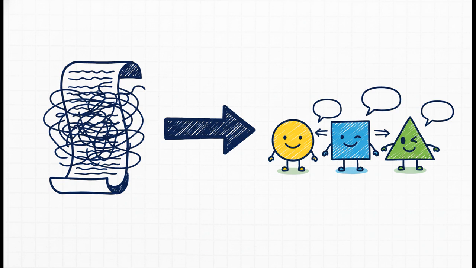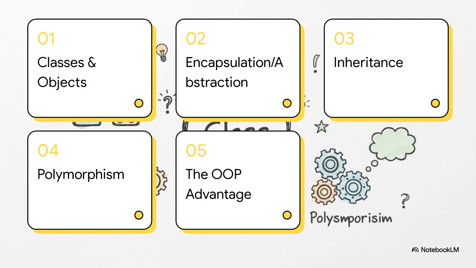Instead of thinking of a program as just one long, endless scroll of instructions, OOP asks us to imagine our program as a world full of individual objects. Each object has its own data and its own special skills, and they all work together by sending messages to each other.